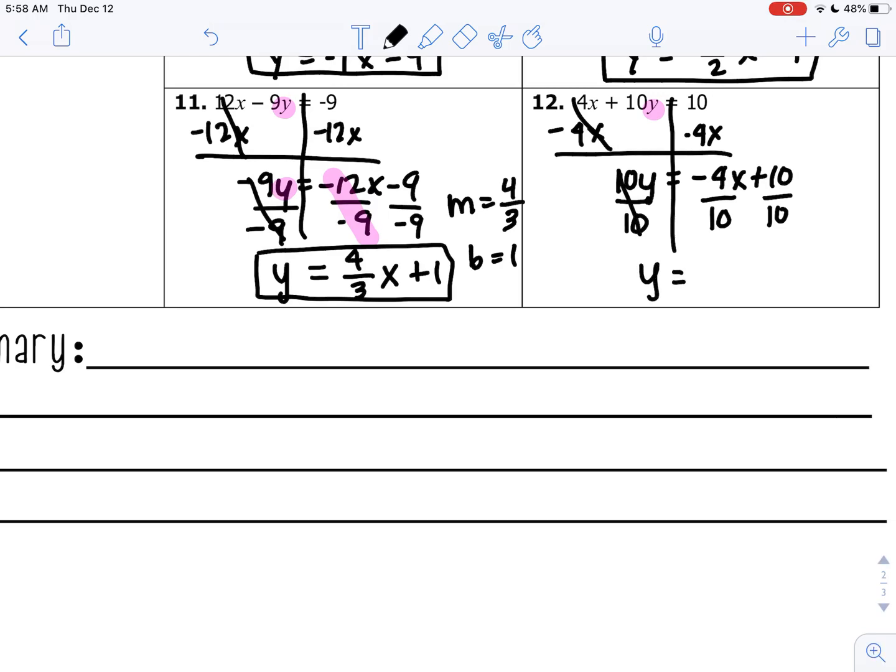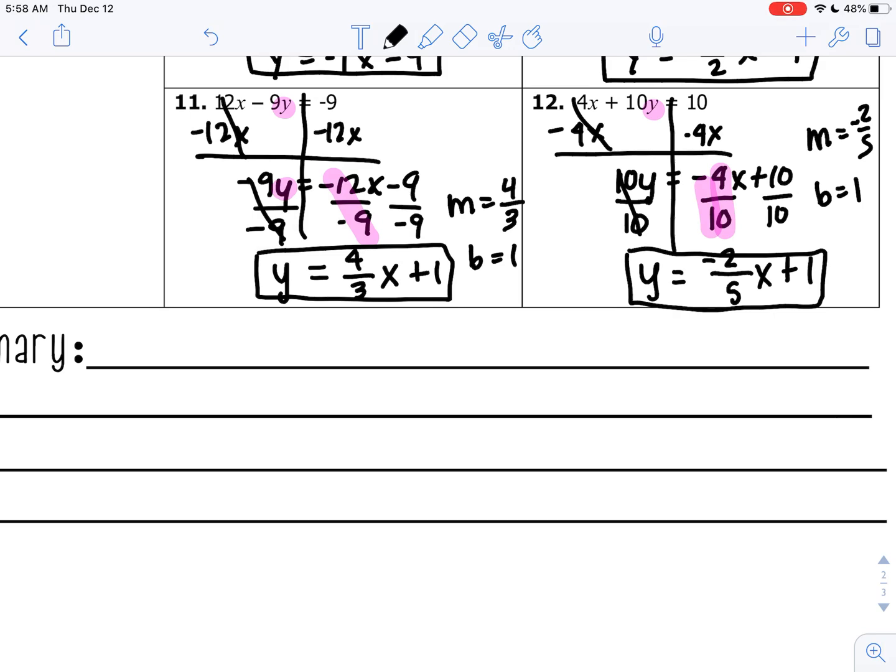So y equals, and then we simplify this by dividing by 2 for this -4/10 here. We can divide the top and bottom by 2, so -4 divided by 2 is -2, and 10 divided by 2 is 5. We put an x at the end, and then 10 divided by 10 is a +1. So our slope is -2/5, and our b is 1.